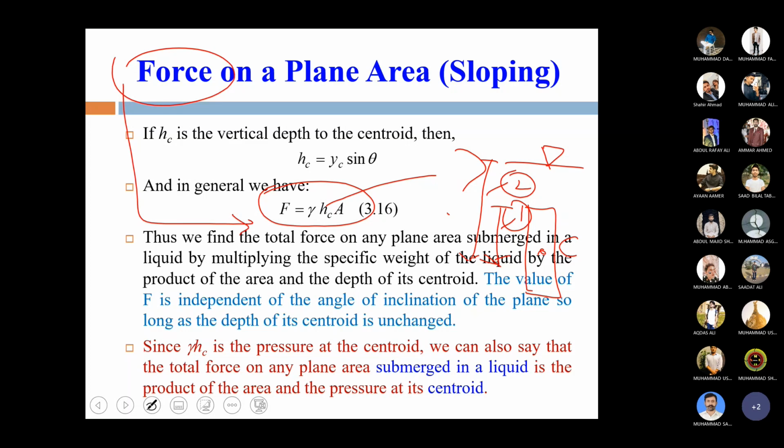So from the formula 3.16, you can clearly see that in order to find the force, we need to multiply the pressure gamma h acting at the central point with the area. So there is no pressure prism concept involved in this as long as we are going to find the force. Just remember this.